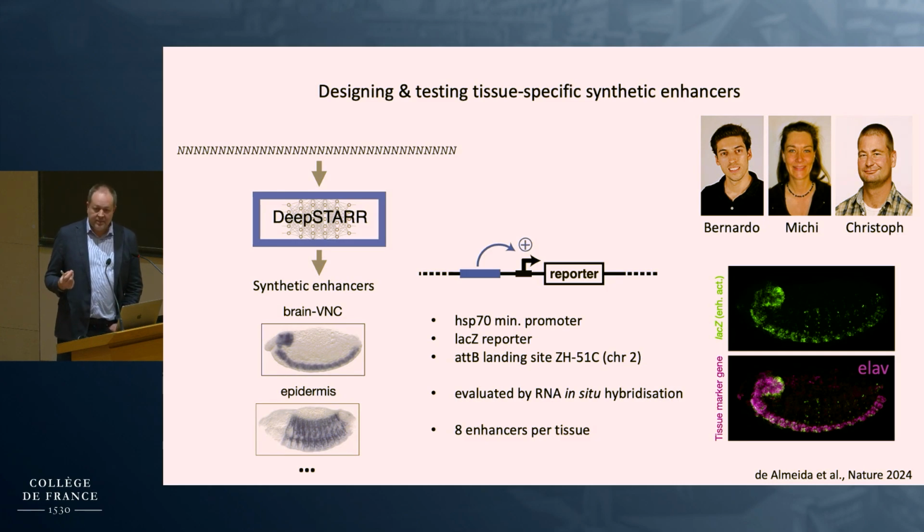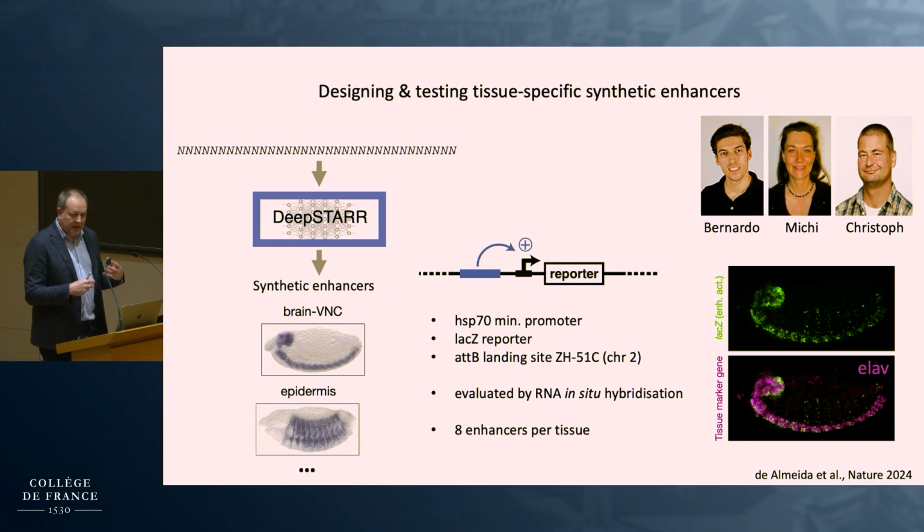And we had a company, BestGene, enter these constructs into a constant landing site into the Drosophila genome, and then send these flies to Eileen's lab so that Christoph in Eileen's lab could evaluate whether the enhancers were active or not. And he did this always in comparison to tissue-specific marker genes such as LRV for the central nervous system.